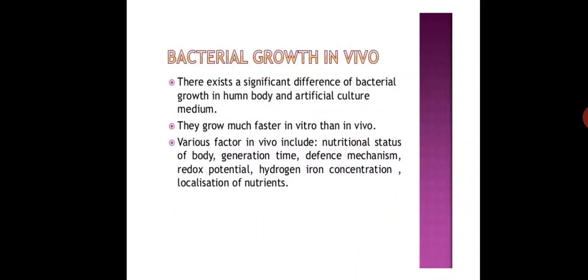Next up, bacterial growth in vivo. In vivo means in natural conditions. The bacteria in our body grow very slowly when compared to bacteria growing in artificial or laboratory conditions. That means bacteria growing in the laboratory grow at a much faster rate than bacteria growing in our body. So what are the reasons for this slower growth rate of bacteria in human bodies or in any other organisms?